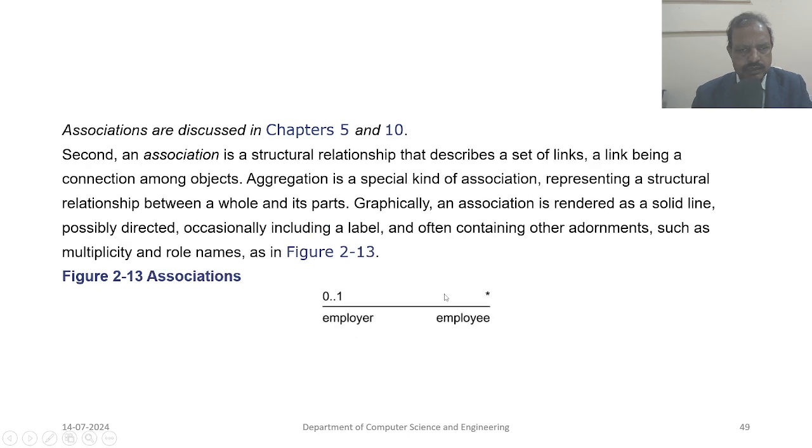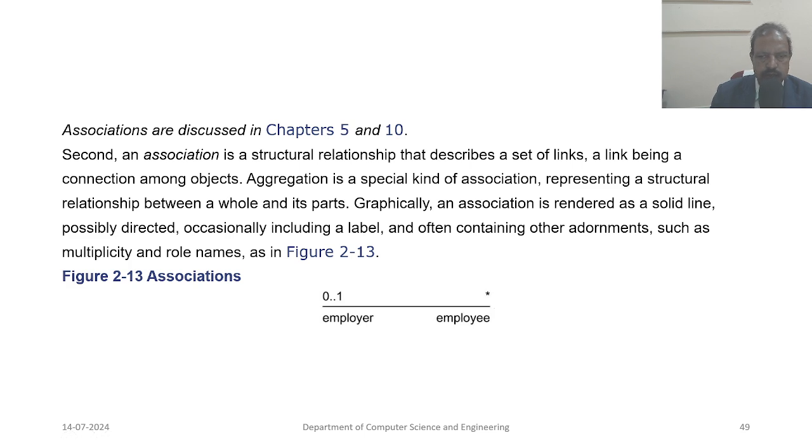Similarly, the association. Association is a structural relationship that describes a set of links. For example, employer and employee. All the employees are associated with an employer, because we cannot say somebody is an employer if an employee is not there, and an employee cannot stand in isolation. If I am an employee, who is my employer? We do not know who will pay the money. So we say the employee is associated with the employer; the employer is the owner, and the employee is the person working under them. It can be 0 or 1 employer, and there can be many employees. So these are associated.